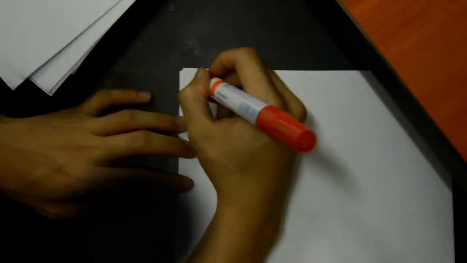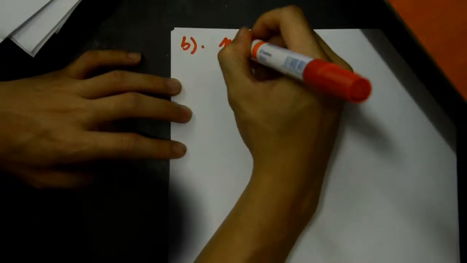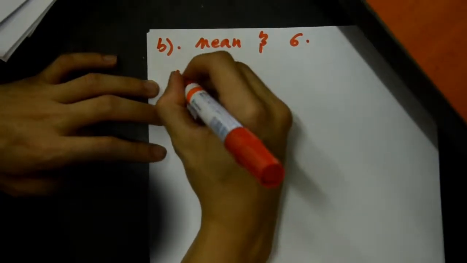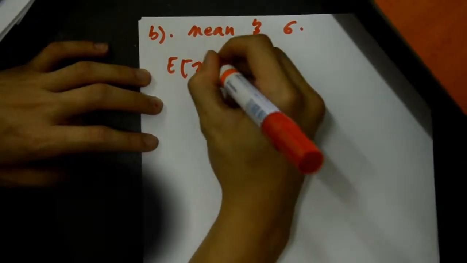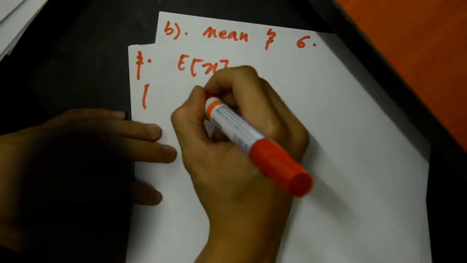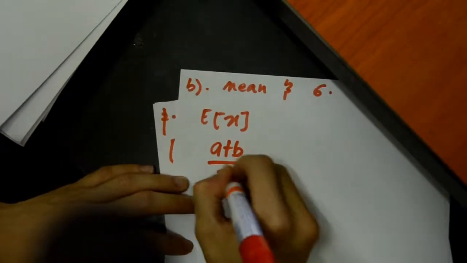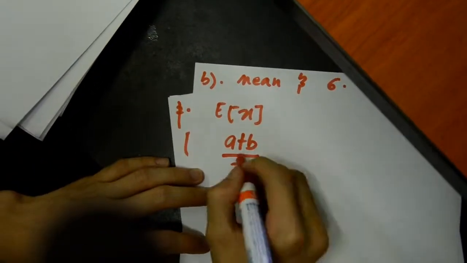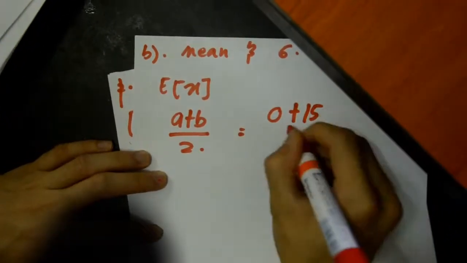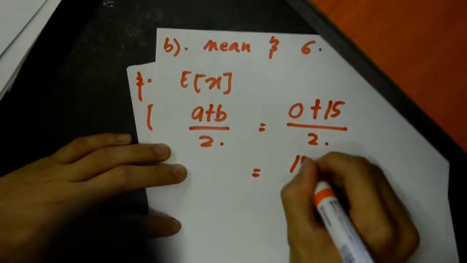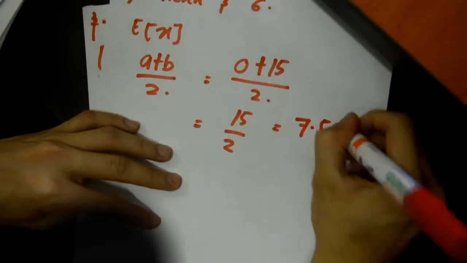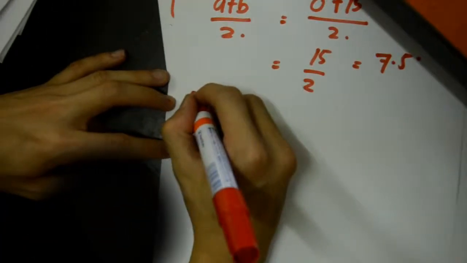For question B, which asks for the mean and the standard deviation, you have to find the expected value of x. For the uniform distribution, the formula is a plus b divided by 2, the lower limit plus the upper limit, divided by 2. So you have 0 plus 15 divided by 2, which is 15 over 2, equivalent to 7.5.